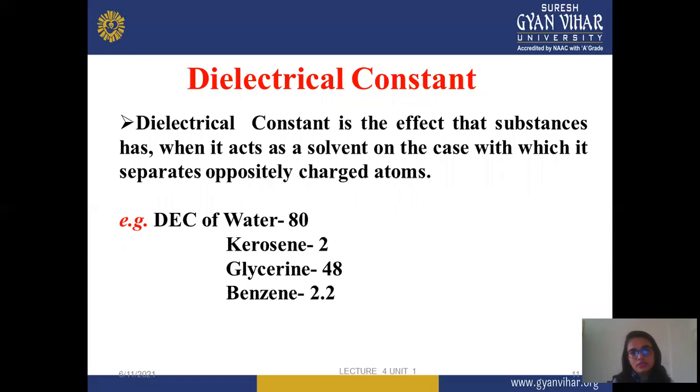Dielectric constant is the effect a substance has when it acts as a solvent, which separates positively charged atoms. For example, the dielectric constant of water is 80, kerosene is 2, glycerin is 45, and benzene is 2.2. These are the ranges of dielectric constant of particular solvents or compounds. The dielectric constant also helps dissolve the drug in a proper amount.